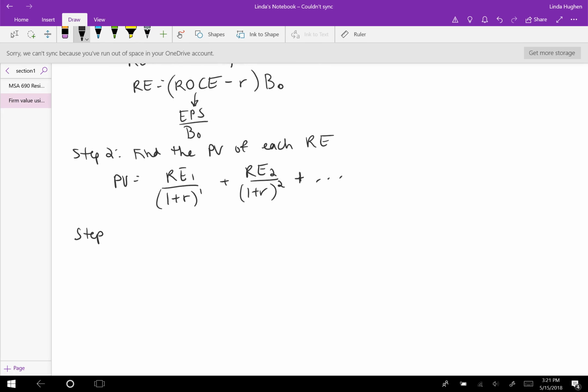But what about the scenario in which we, as the analyst, expect residual earnings to reach constant growth or just reach constant residual earnings? You'll see examples of those in examples 2 and 3 of that assignment that I handed out in class. If that's the case, we need to find the horizon value. Remember, horizon value is also called the continuing value or the terminal value.